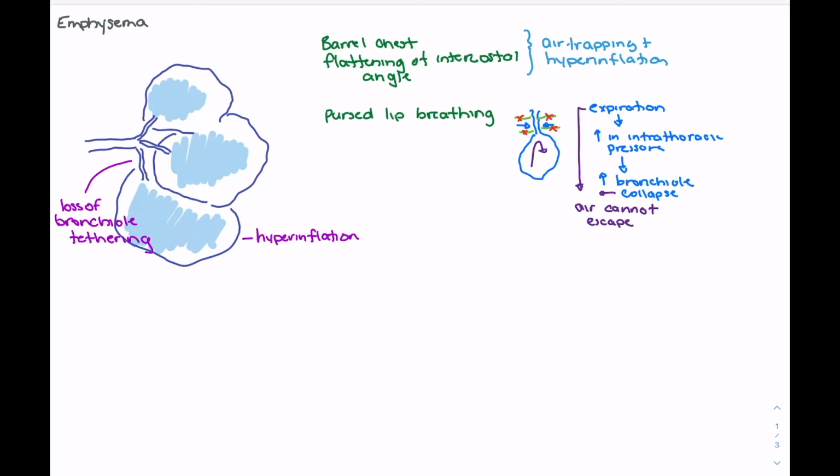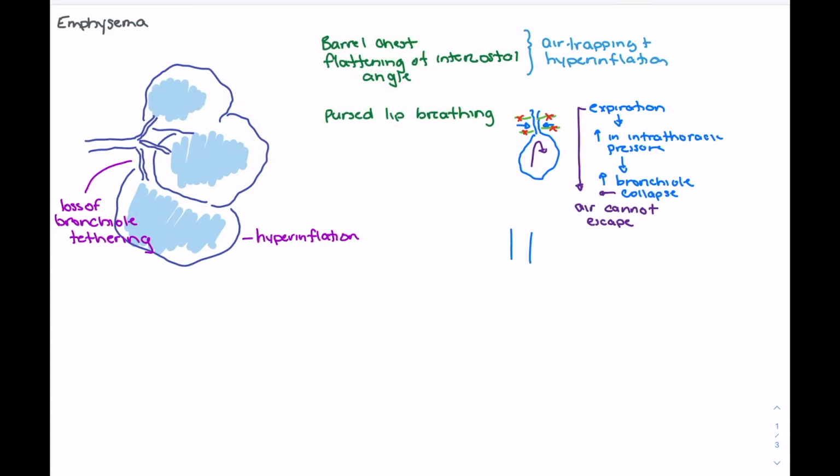Again, when this happens chronically, we start to see things like barrel chest and flattening of the intercostal angle. So the patient will try to compensate for this, and they'll use some techniques to do so. What happens is the patient will start to breathe through pursed lips, and when a patient breathes through pursed lips, they're not going to be exhaling the same amount of air as they would if they were not breathing through pursed lips.